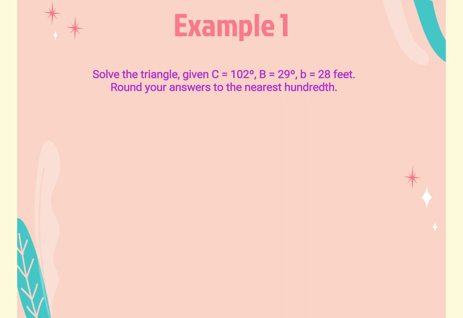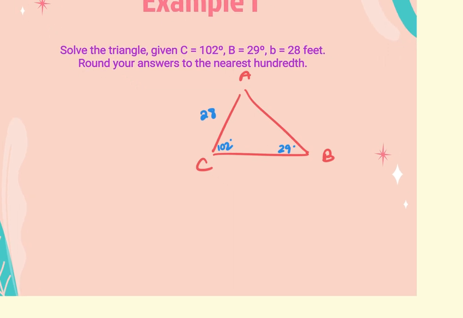So if you want to draw yourself the triangle, go for it. Label it any way you want, A, B, C, and then label what you're given. Angle C is 102 degrees here. Angle B is 29 degrees here. And side B, which would be opposite angle B, is 28. So my unknowns that I'm going to have to find are angle A, side A, and side C.